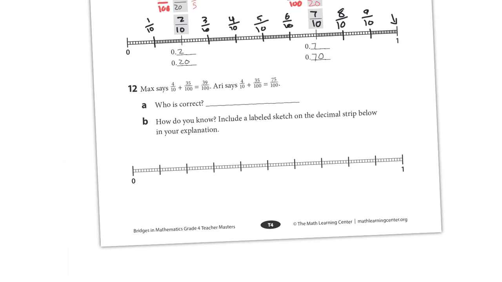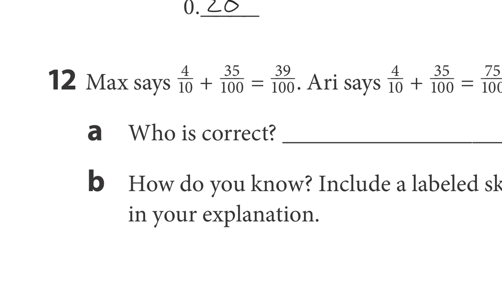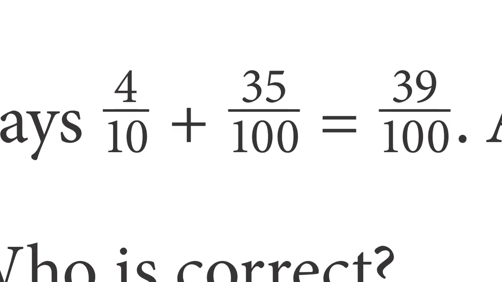Okay, we've got to finish up. We've got one more, and we even have a number line that we can use to help us. Max says 4/10 plus 35 hundredths is 39 hundredths. Ari says that that should equal 75 hundredths. So they have some disagreement. Who is correct? Well, let's just dig into this problem and do it this way.